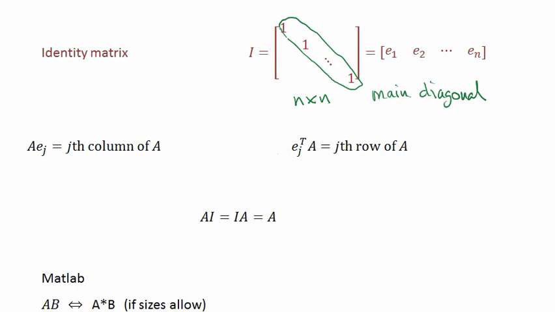It's also customary to write the identity matrix in terms of its columns. So we use the lowercase e for that. So the columns are vectors e1 through en. e2, for example, has a 1 in the second position only. And these e's are sometimes called standard basis vectors. We'll be seeing them quite a bit.